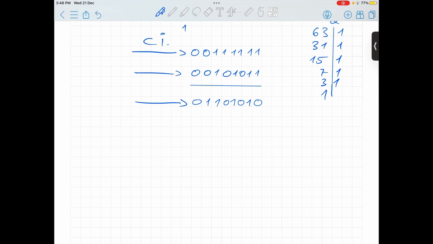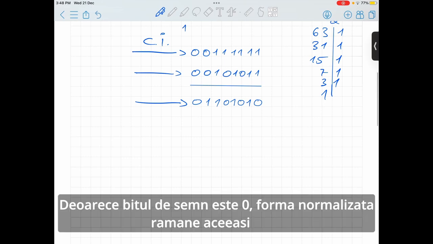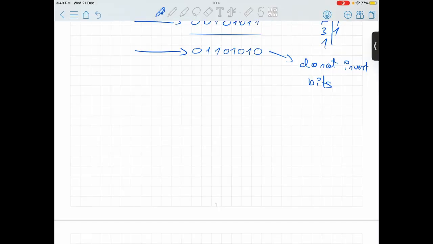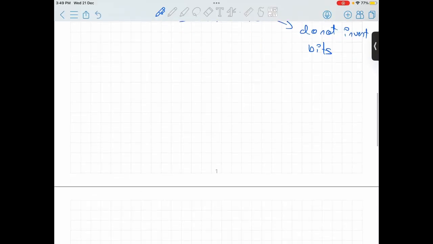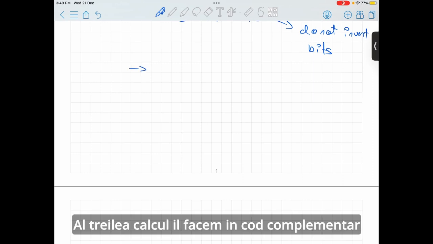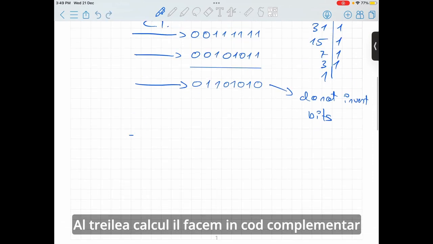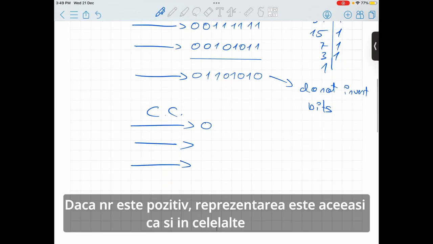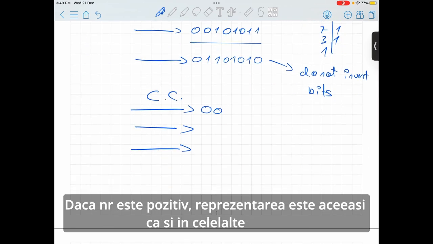Okay. And in this case, we don't have to invert the bits. Now we will also do the computation for complementary code. In complementary code, the positive number remains the same, so 63, we will just copy it.